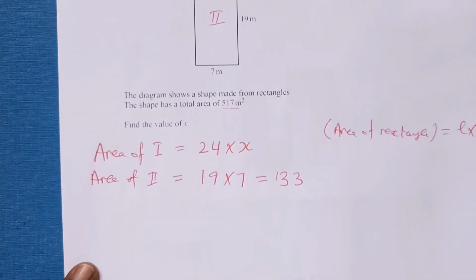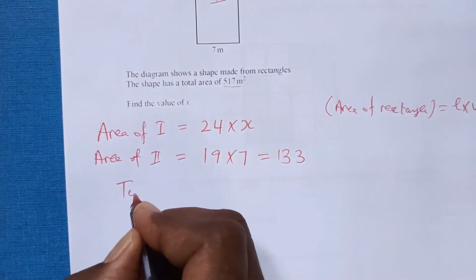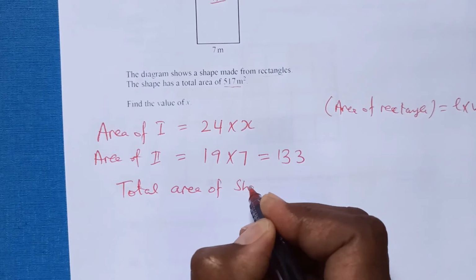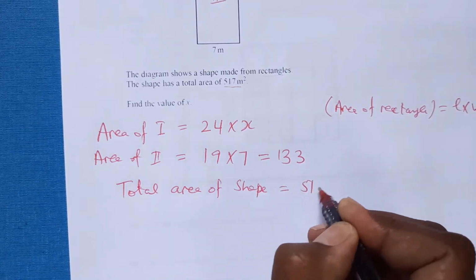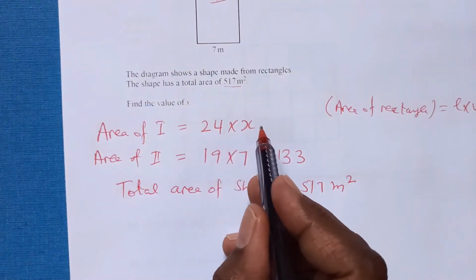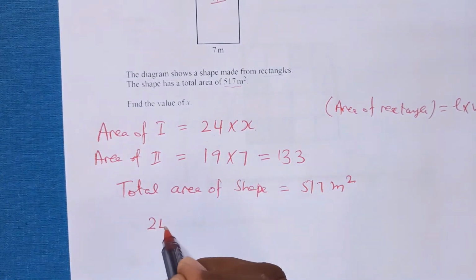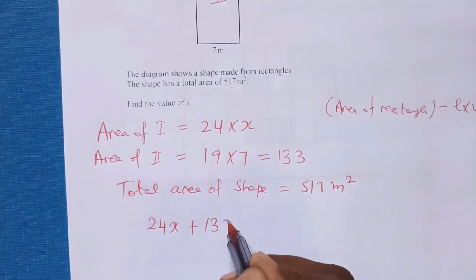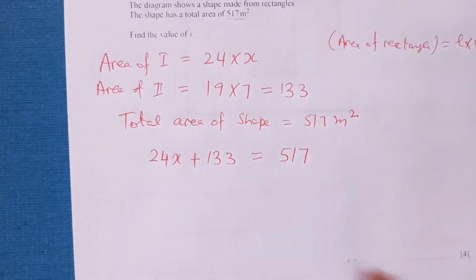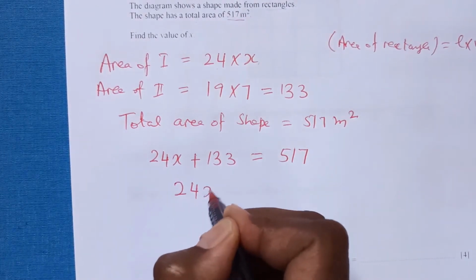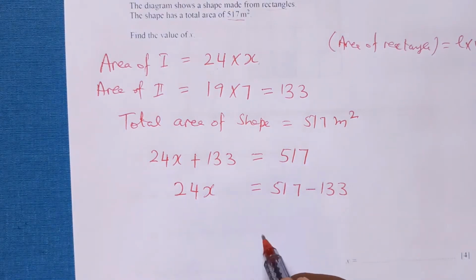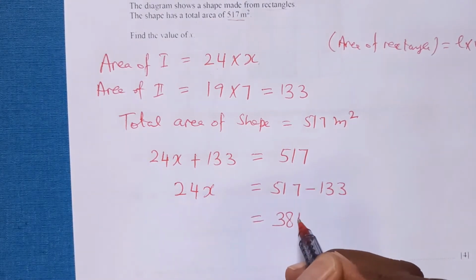So now we are given that the total area of the shape is 517 meter squares. So total will be 24x plus 133 equals 517. So now we will simplify. 24x equals 517 minus 133. So subtract, this is 384.